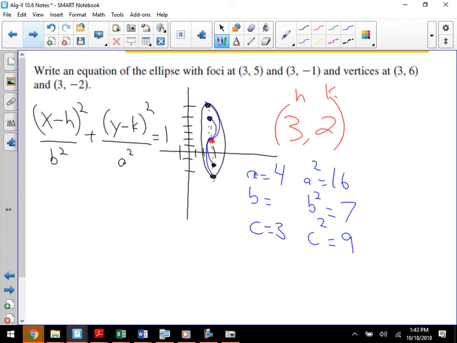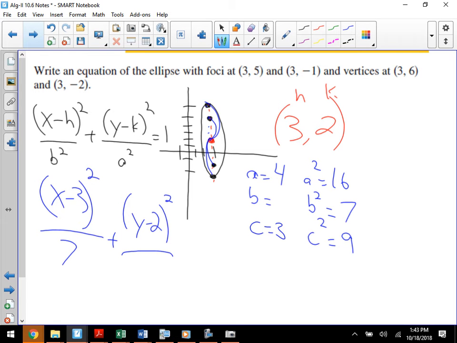I don't need to plot it. I just need to write the equation. I only need b squared. So I fill in the blanks now. (x minus 3) squared over 7 plus (y minus 2) squared over 16 equals 1. You're taking the little bits of info and filling it in. All right?